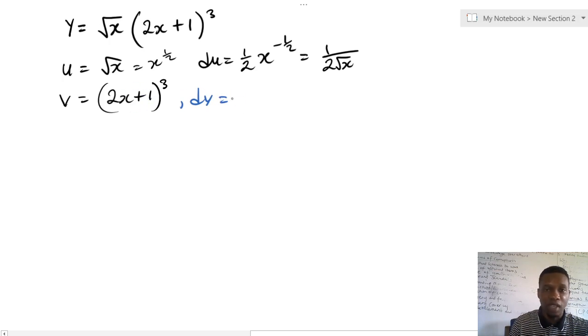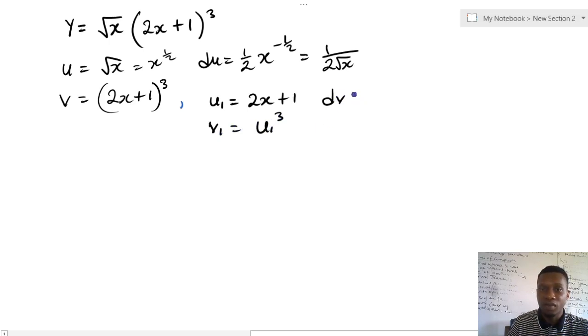Let's call this one u1. Our u1 should be 2x plus 1. And let's call our v1 to be u1 raised to the power of 3. Now this is applying my function of function rule. Therefore, I know that my dv will be the differentiation of this one multiplying the differentiation of this one, right? Remember our formula for the chain rule.